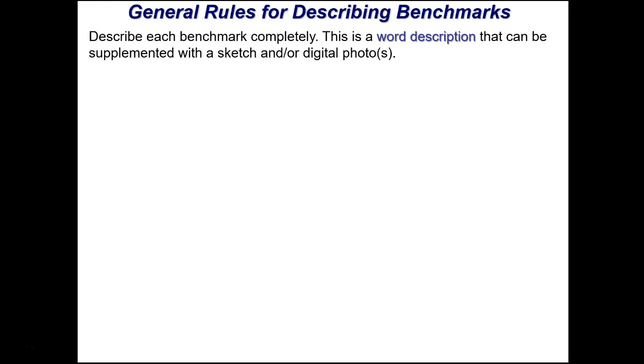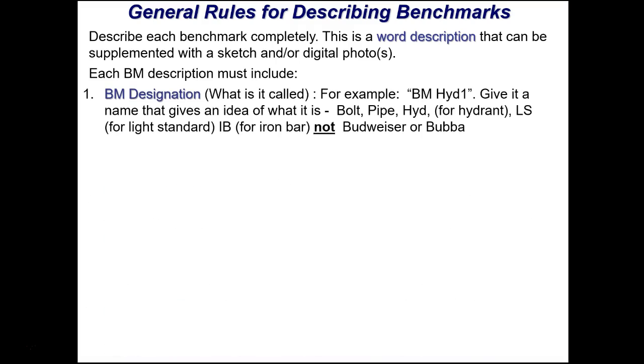So some general rules when we talk about doing level calculations, we start with our benchmarks, right? And so that's our areas where we start. We want to put some type of a wording description. We can sketch or even take a picture so that somebody else could come out and find those benchmarks later on, right? So when we describe our benchmark, we need some kind of a designation. BM HYD1 might mean that that's benchmark 1, HYD for hydrant.